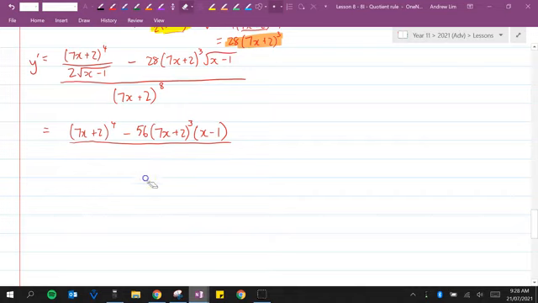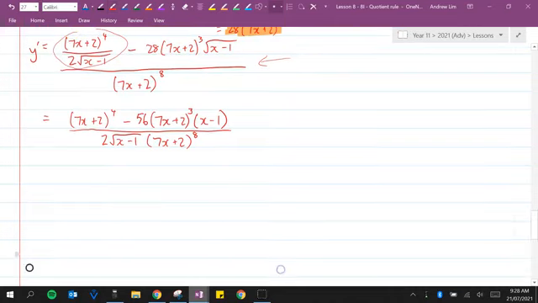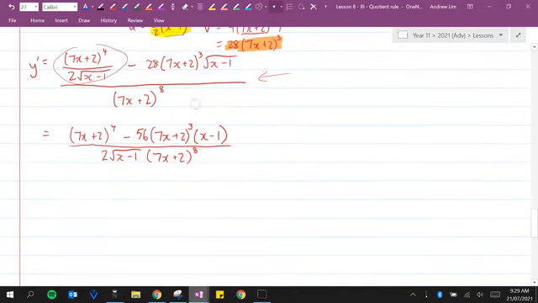So I'm going to get rid of that. I'm going to have my 2 root x minus 1 with my 7x plus 2 to the power of 8. Now we can only do that when we've got the common denominator for both terms. If we have a look at just this line, only the left term has that denominator and the right one doesn't, so we can't just bring it down yet. We need to make both of them have the common denominator, and then we can bring it down.